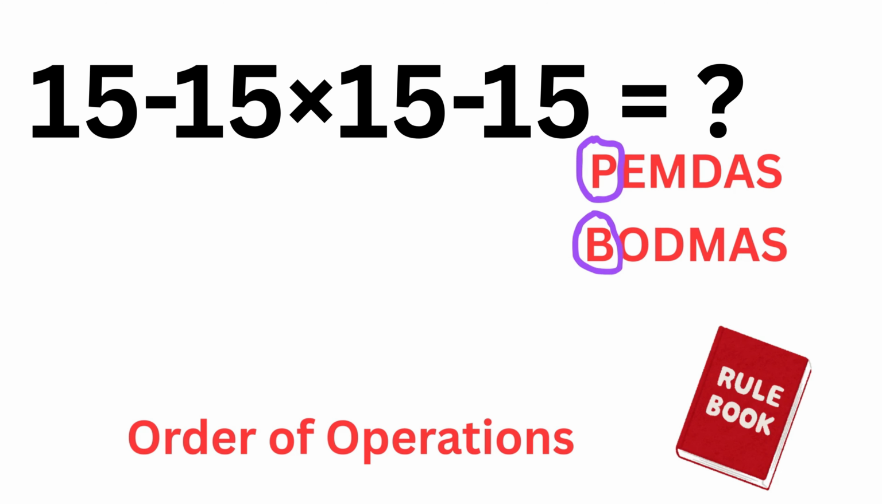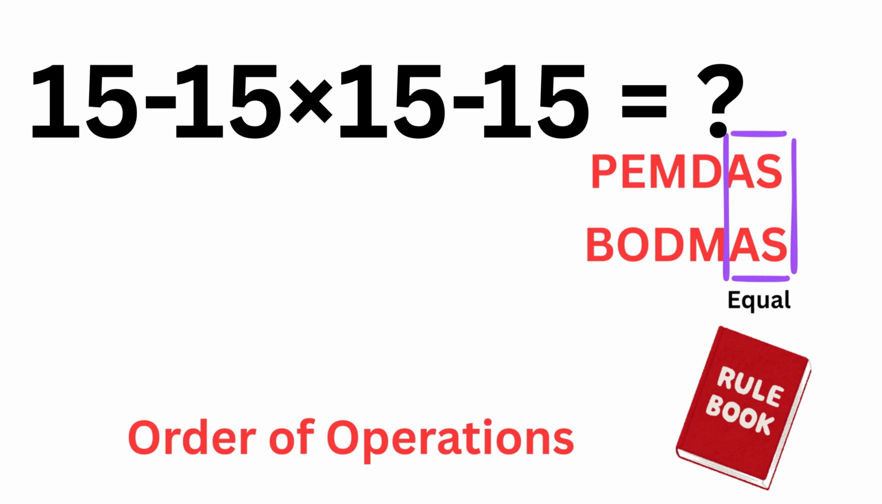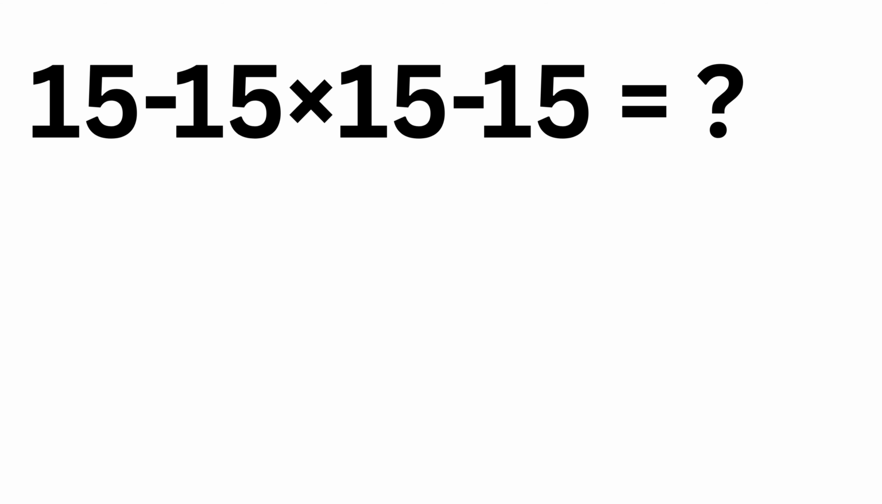First, we have to solve for parentheses, then exponents, then multiplication or division, and finally addition or subtraction. Remember that multiplication and division have equal priority, and we have to work from left to right. And the same applies to addition and subtraction. So here we first do multiplication and then subtraction.